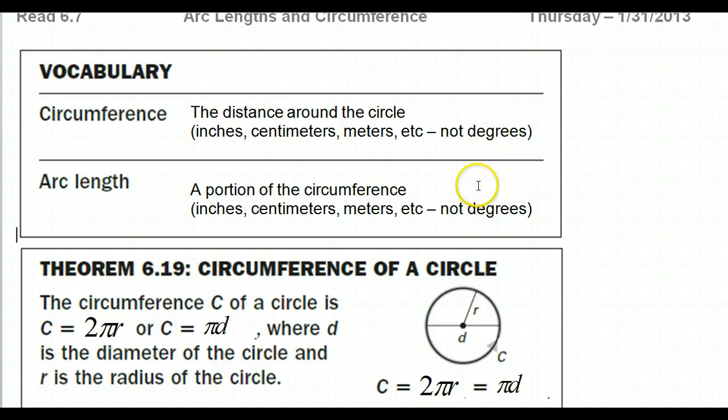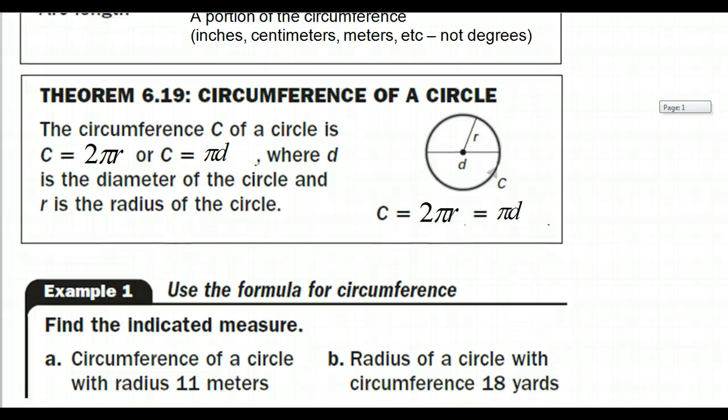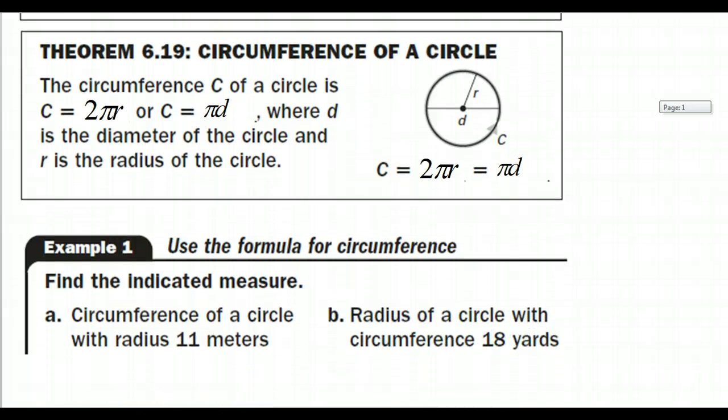If we're talking about degrees, that's the arc measure. Okay? So the circumference is the whole circle, and arc length is a portion of the circumference. Okay, so we've been dealing with degrees, but now we're moving into dealing with centimeters, inches, things like that.